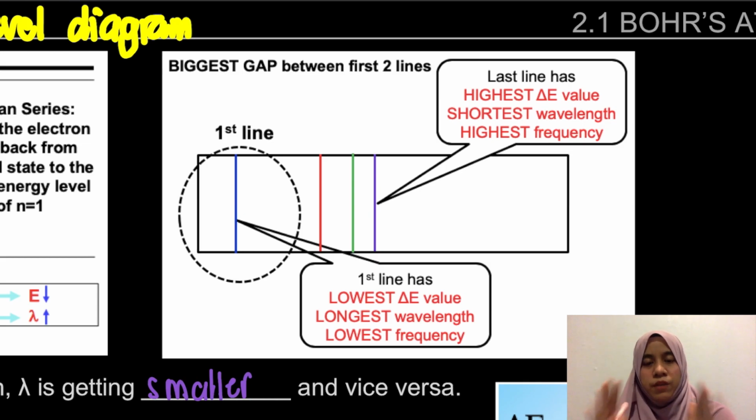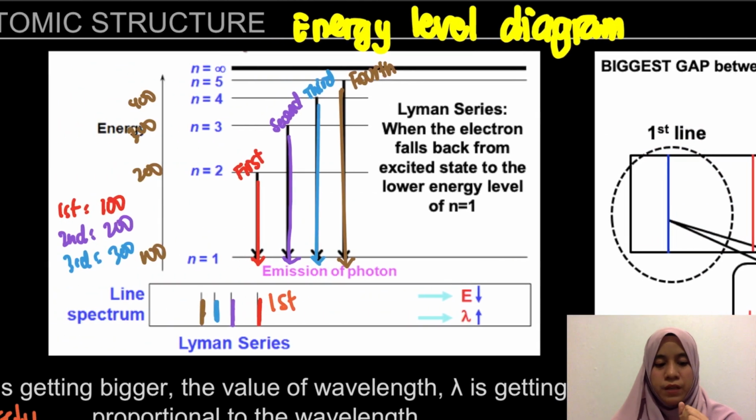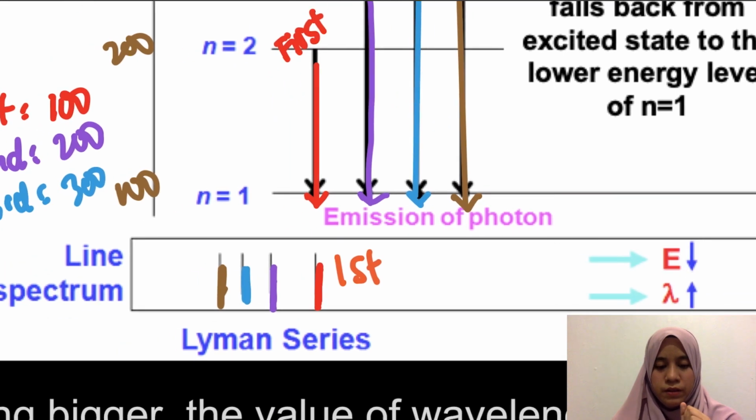So, how to determine the first line on the series itself? Tengok yang mana biggest gap. So, dalam case ni, biggest gap kita is between these two lines. So, this is actually my first line. For this part, biggest gap dia actually between this one. So, this is actually my first line. So, yang itulah yang importantnya.